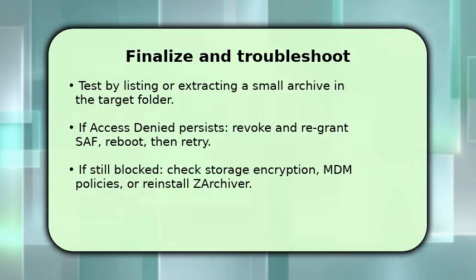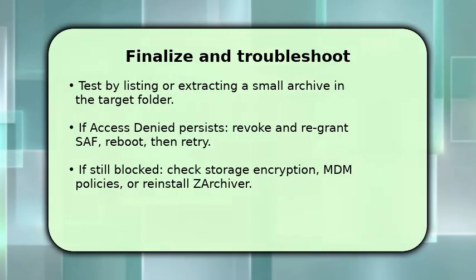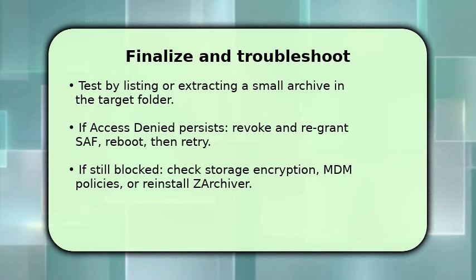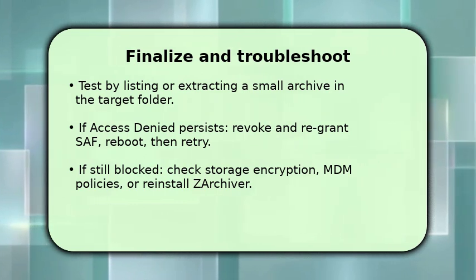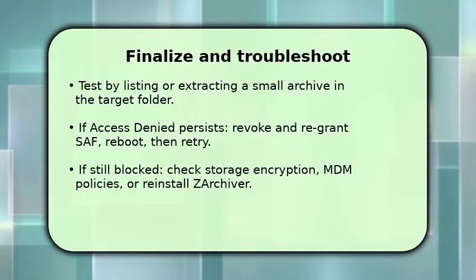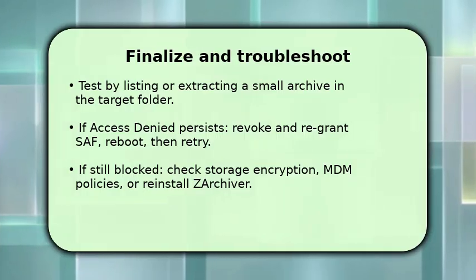If "Access Denied 2025" still appears, revoke the folder permission and re-grant it through SAF, reboot the device, then test again. This refreshes permissions. If that fails, inspect device management policies or encryption settings and consider reinstalling ZArchiver. These are common hidden causes.